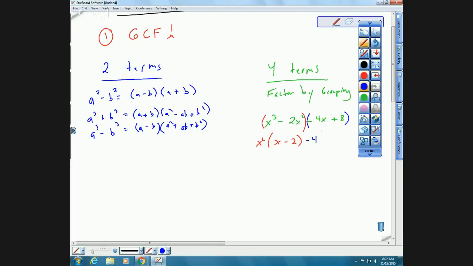Let's pull out -4 to get our signs right. So then x minus 2. So now I put those two together and these two together. But now I can also simplify this, right? X squared minus 4. I can make that x plus 2, x minus 2, and x minus 2.